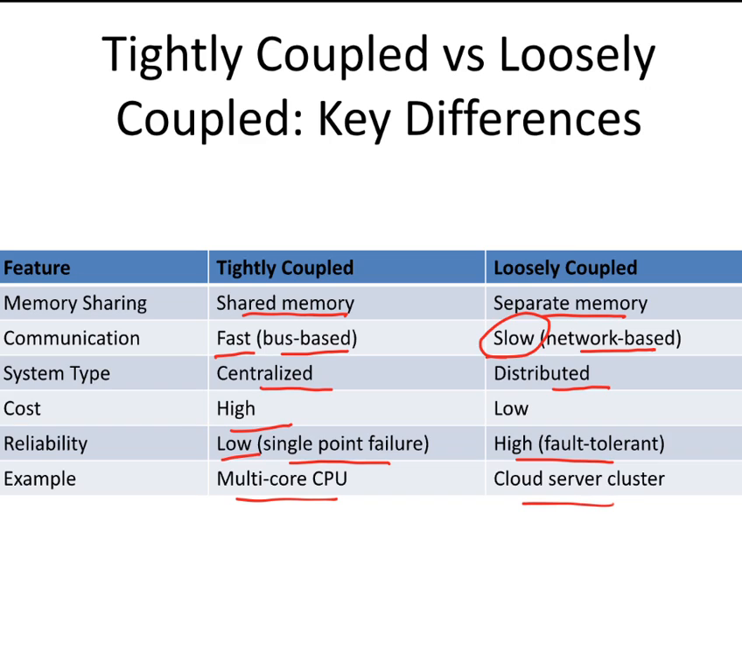quad-core and dual-core CPUs are tightly coupled systems, and cloud servers like Google Cloud or AWS are loosely coupled systems.